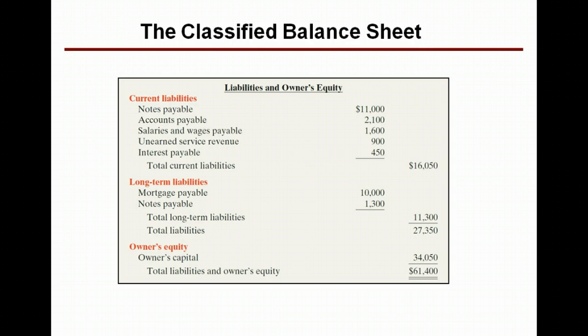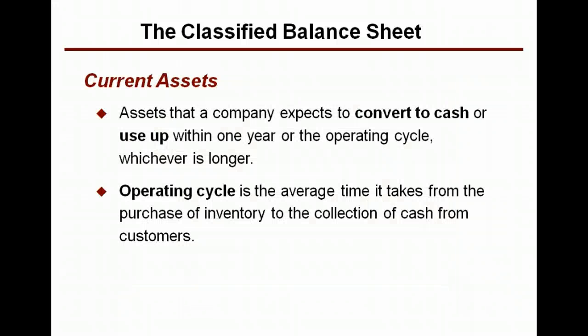We have our current liabilities, and your author has a convention of putting notes payable first, and the rest of the liabilities put in the order of their maturity date, or when they expect it to be paid. Then we have mortgage payable and notes payable. And owner's capital, again coming in at $61,400. So short-term liabilities are what's separated from long-term liabilities.